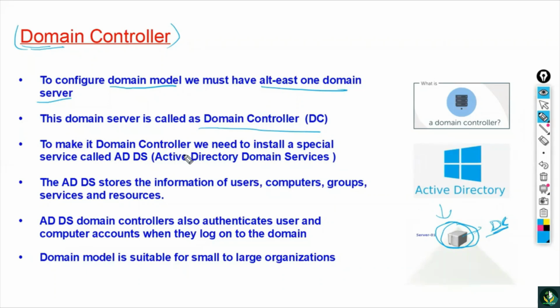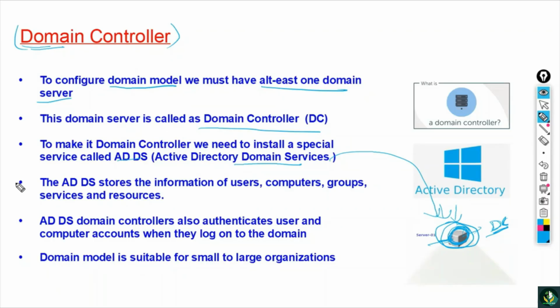And how will you make this server a domain controller? It is not that you have installed the Windows Server operating system and it will start acting like a domain controller. We need to do some configuration. To make this server a domain controller, we need to install a special service called ADDS, Active Directory Domain Service. When you install Active Directory Domain Service on any server, it will become a domain controller.